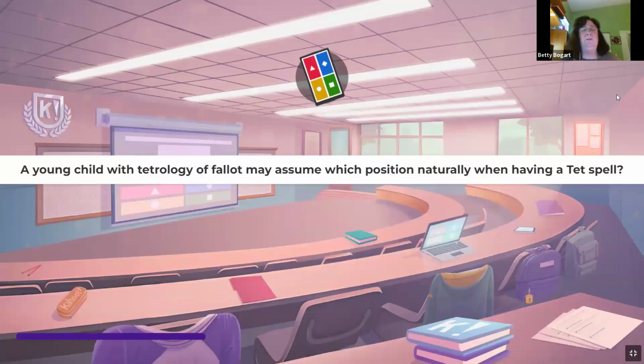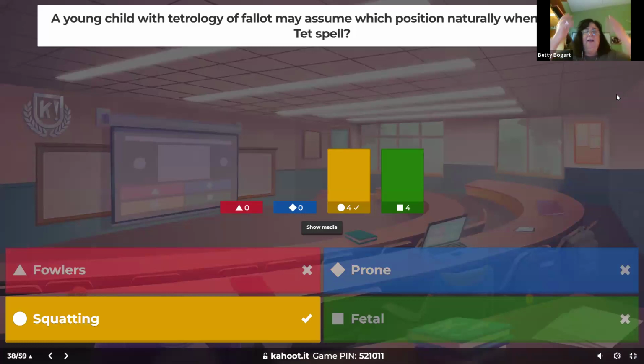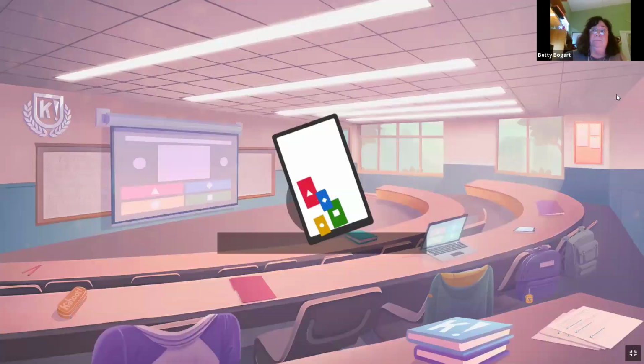A young child with tetralogy of Fallot may assume which position naturally when having a TET spell. You know, there are some older kids that don't have their tetralogy fixed for whatever reason. And they just all of a sudden do this, which is crazy. They squat and it does a knee chest without doing like an infant doing it themselves. And they squat and it helps them.